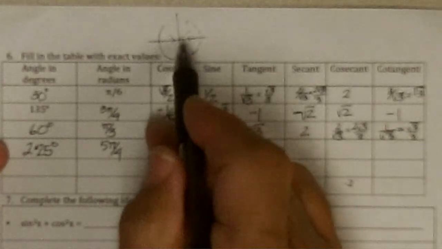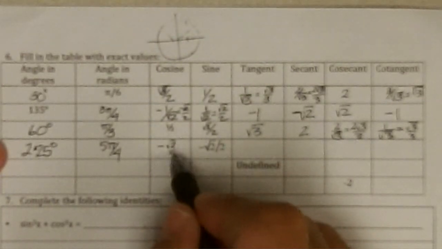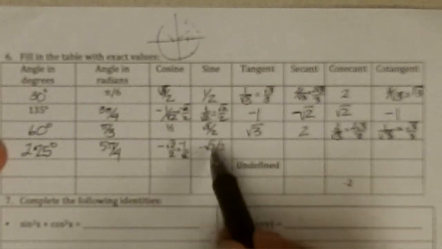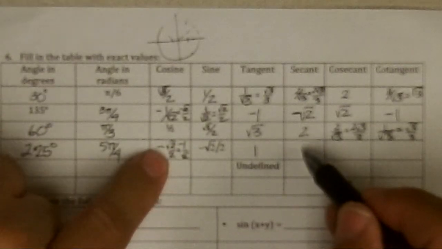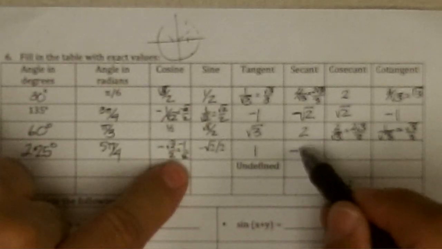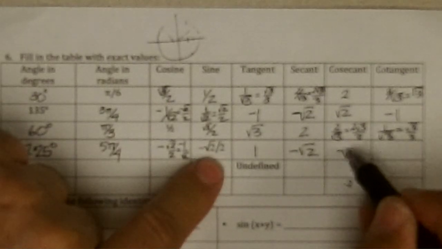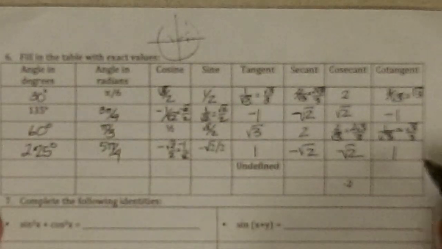And there, the cosine is negative square root of 2 over 2, or 1 over the square root of 2 negative. This is the same as negative 1 over the square root of 2. So the tangent, since these are both negative, is going to be positive 1. The secant will be negative square root of 2. The cosecant would be negative square root of 2. And the cotangent would be 1.